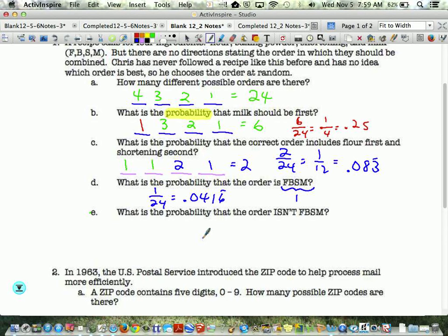Good. What is the probability that the order isn't that? So the complement they're talking about. Everything else, right? The not. So there are two parts. If it's 1 out of 24, then the probability that it isn't in that order, there are 23 ways. So 23 divided by 24 is 0.958, something like this. So that's called the complement.